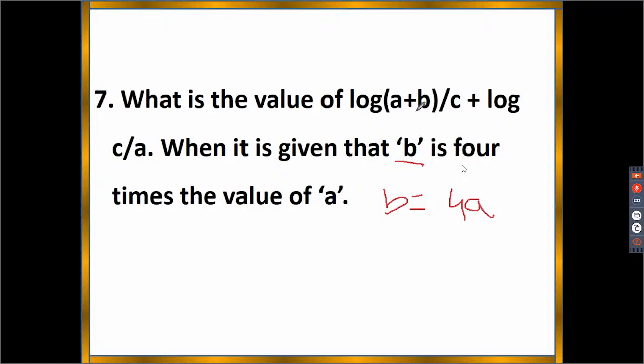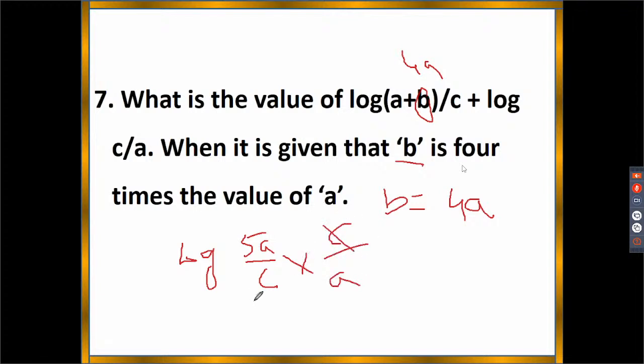If you substitute, log of a plus b by c plus log of c by a. So b value 4a means log of 5a by c plus log of c by a. Log a plus log b means log ab. Log of 5a by c into c by a. So here, what cancels? C and c cancel. A and a also cancel. What is the answer? Log 5.